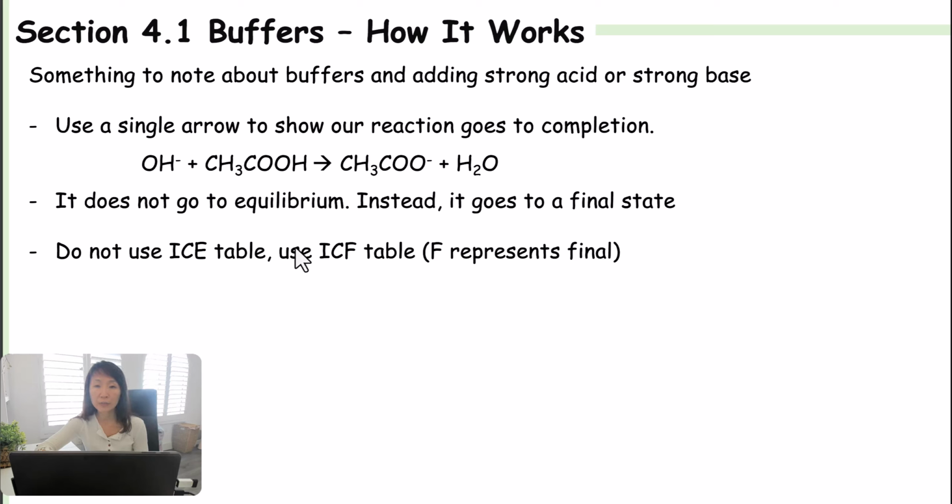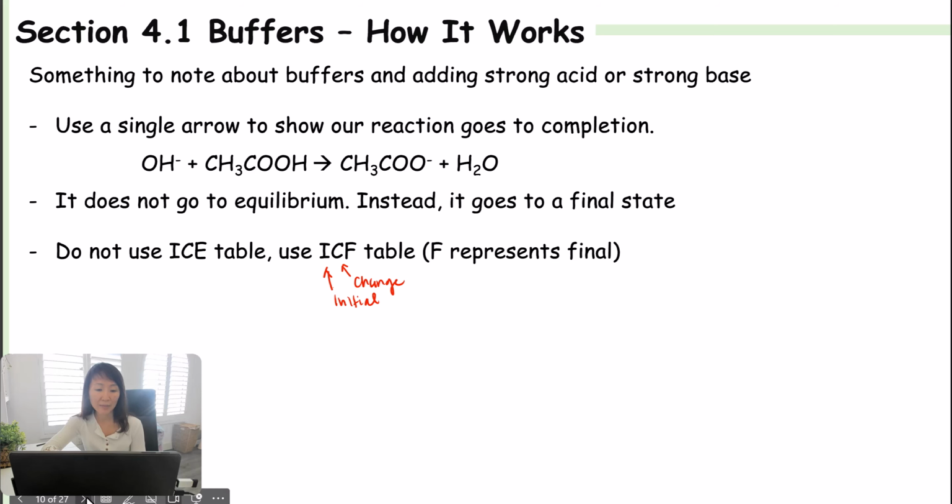So we're not going to be using the ICE table, but we're going to change its name to ICF, and F will represent the final. So I represents initial, C represents change, and before, the E represented equilibrium, but now, not at equilibrium, F just means the final, what happens in the end.